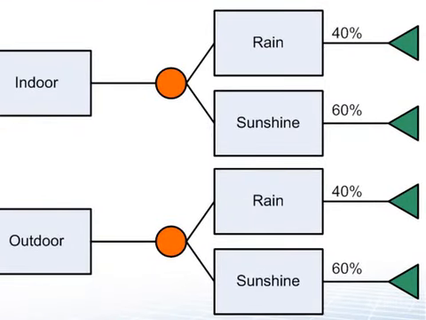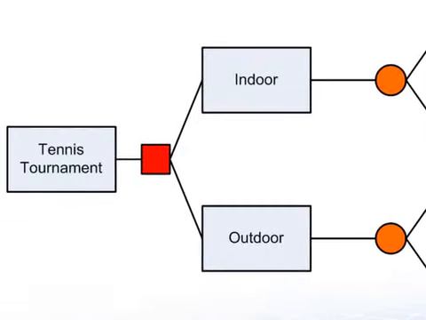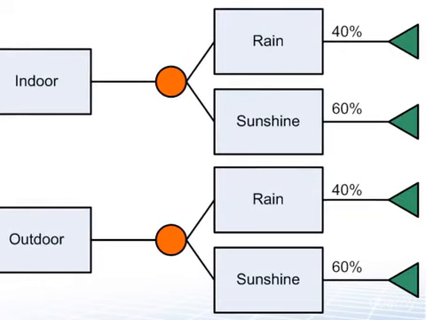The variables that were given only said that there is a 40% chance of rain, and by applying logic and mutual exclusivity, we know that therefore the chance of sunshine is 60%. So what I have drawn here for you is the tennis tournament on the very left, then our 2 options, the option nodes. We can either have this as an indoor or an outdoor tennis tournament, and in each case we have a chance node, that's the orange circle.